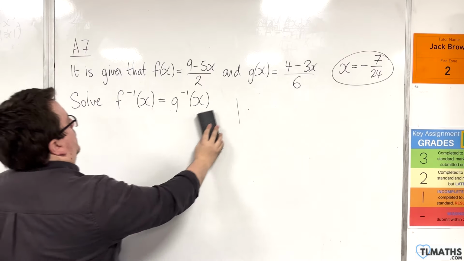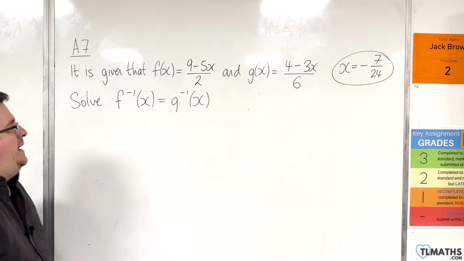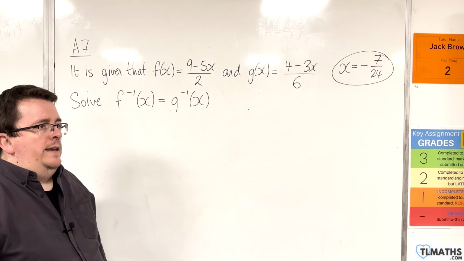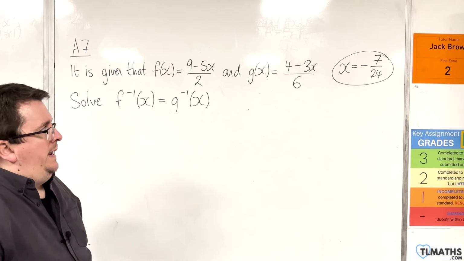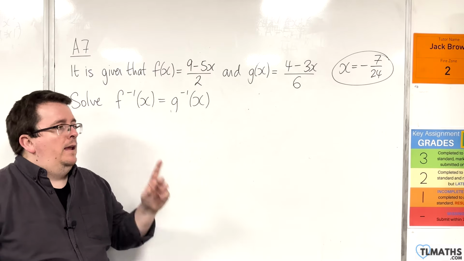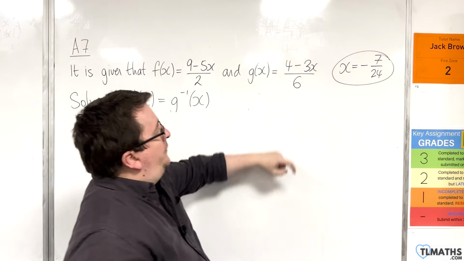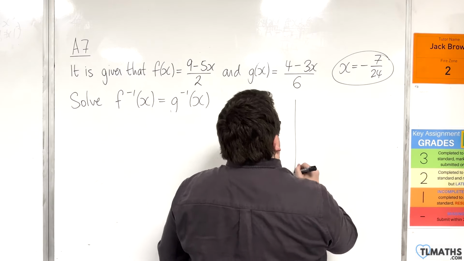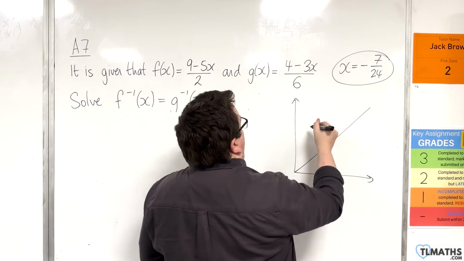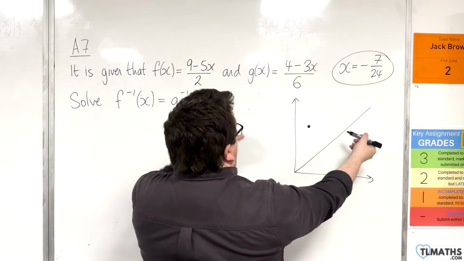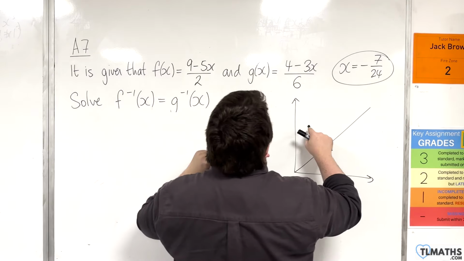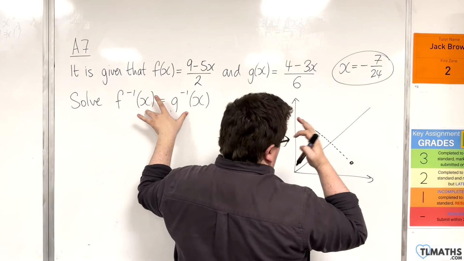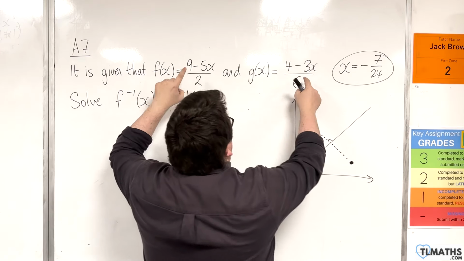Now, behind the scenes, what is happening graphically is we are working out where this line and this line intersect. Okay? Now, the point of intersection would be reflected in the y equals x line. And that will be where these two lines intersect. Okay, so in actual fact, you've got this behind the scenes, the y equals x line, and you've got this point of intersection. So you've got these two lines crisscrossing. I'm not going to draw the lines, otherwise it's going to get very confusing. This point is where these two graphs intersect. If you reflect this point in the y equals x line, then this point is where these two graphs intersect.